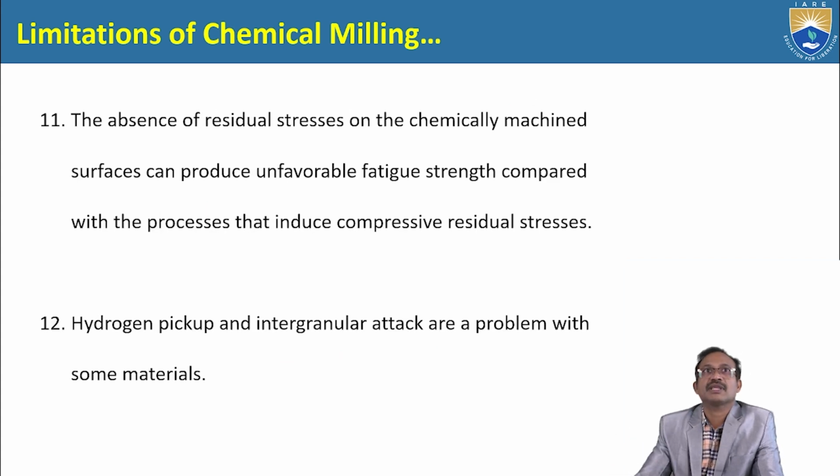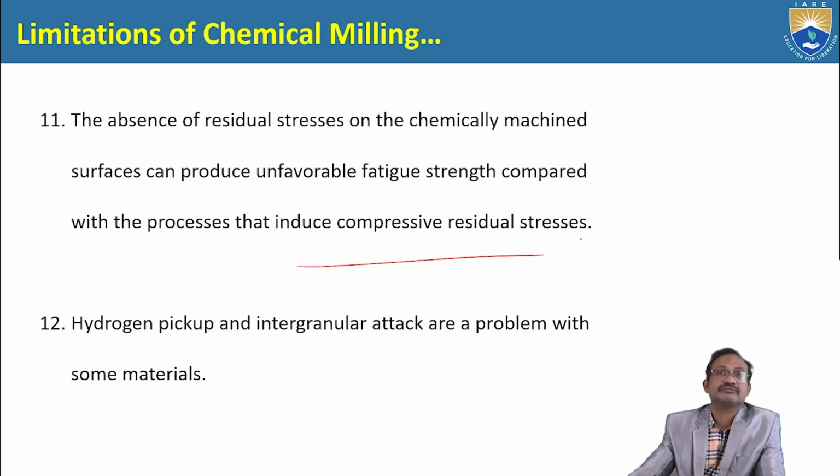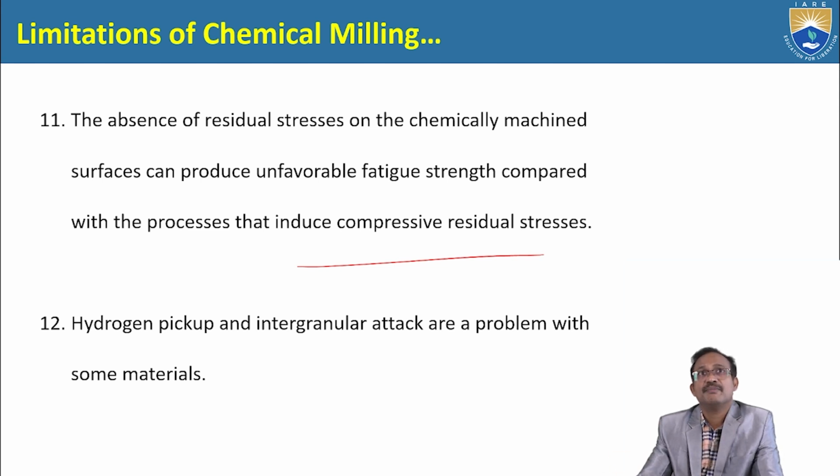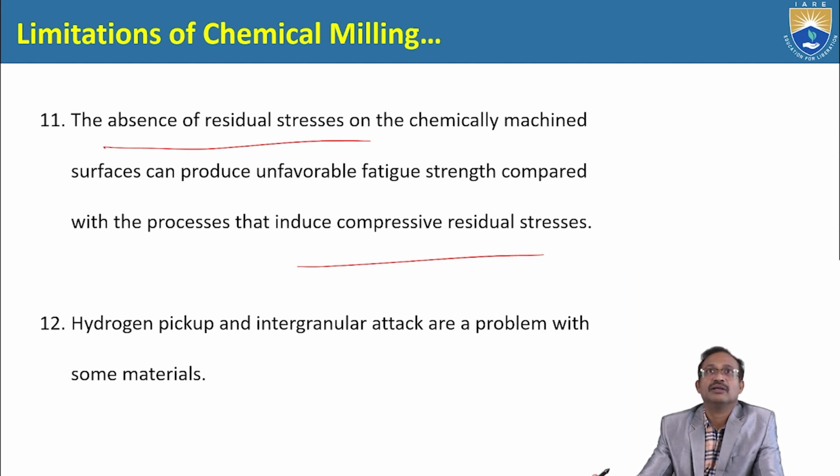Okay, the absence of residual stresses on the chemically machined surfaces can produce unfavorable fatigue strength compared with the processes that induce compressive residual stresses. So already we have discussed that for some materials there would be a chance of residual stresses, but for most materials, because of this chemical milling process, the residual stresses will be zero. And what will happen here because of that? Unfavorable fatigue strength, compared with processes that induce compressive residual stresses.